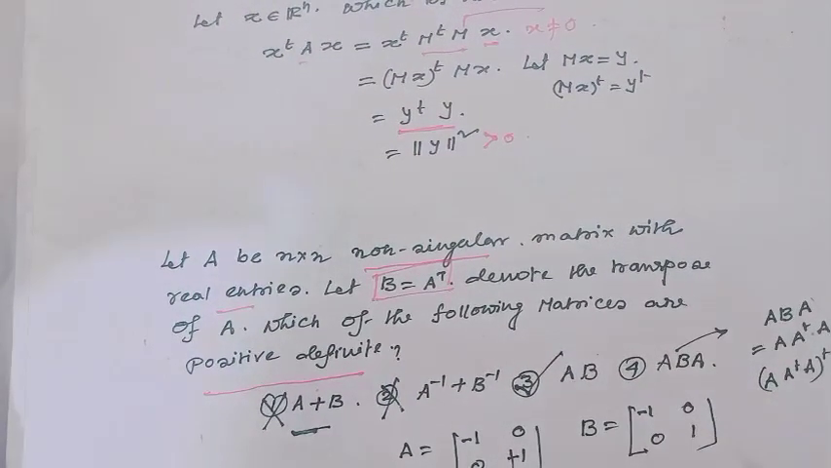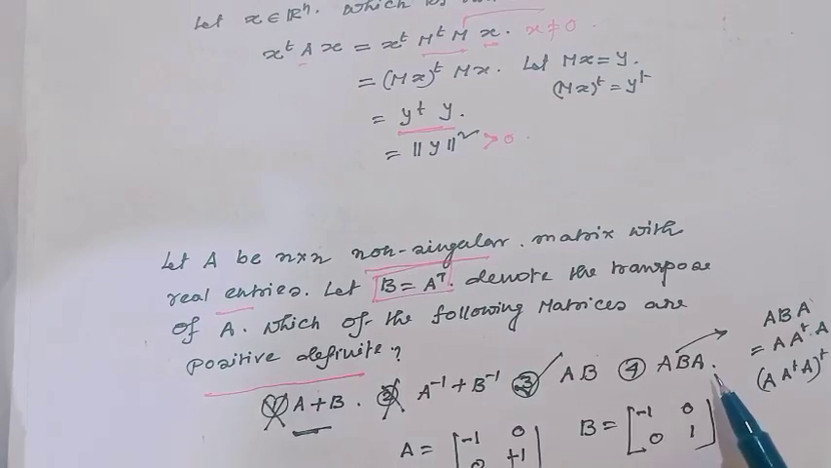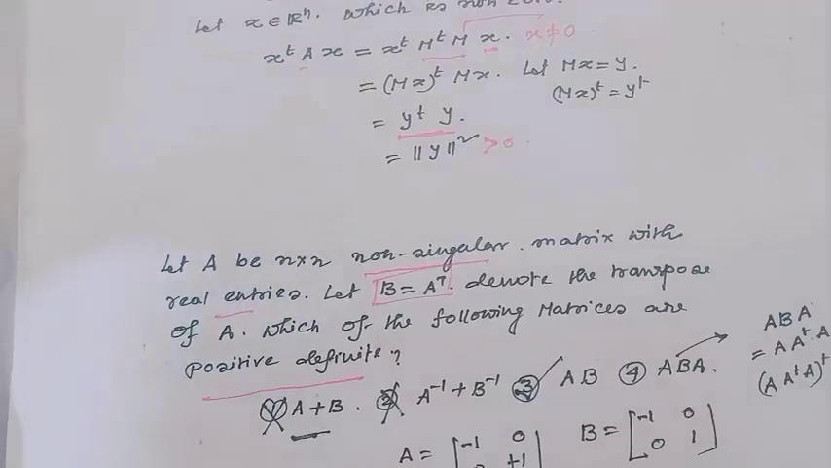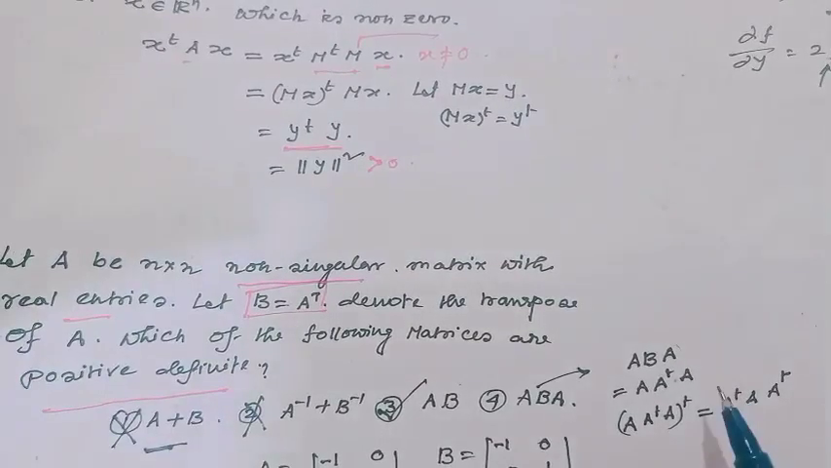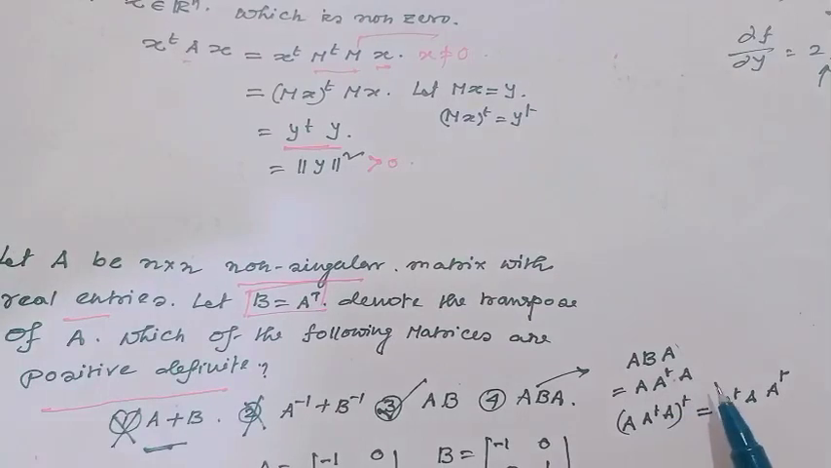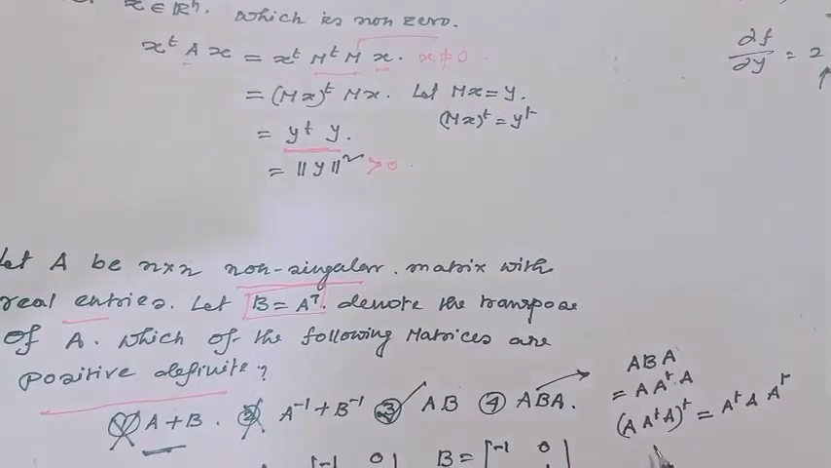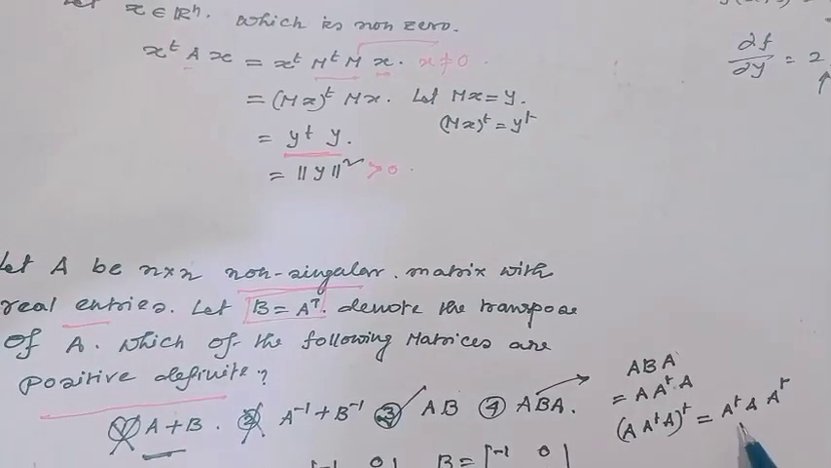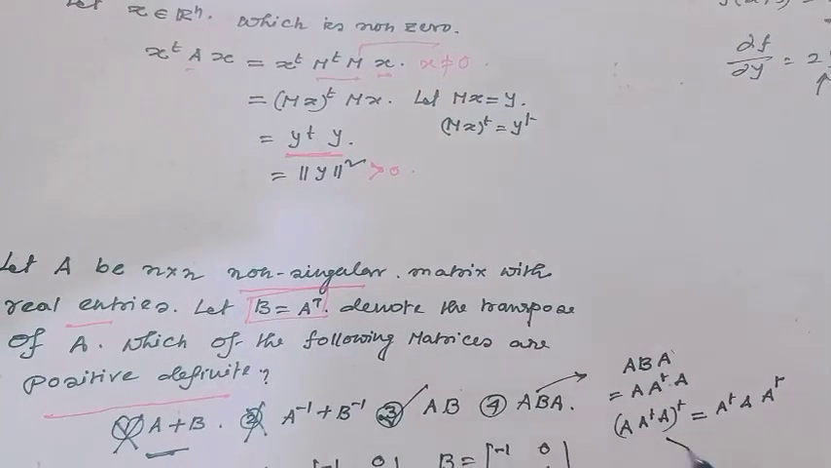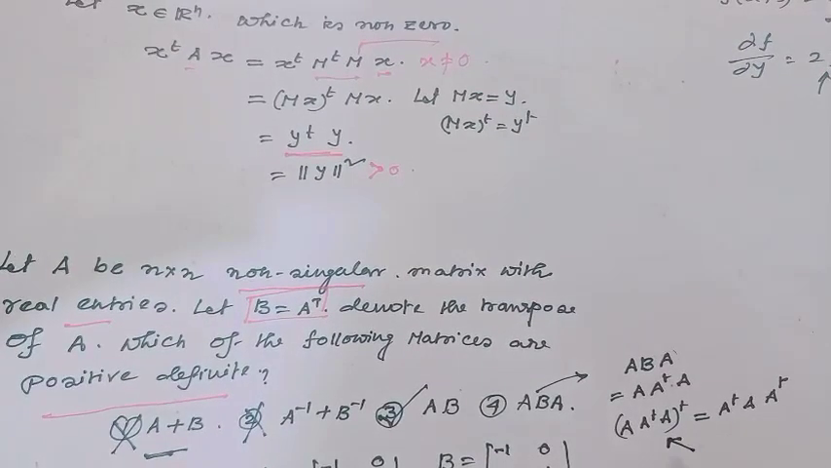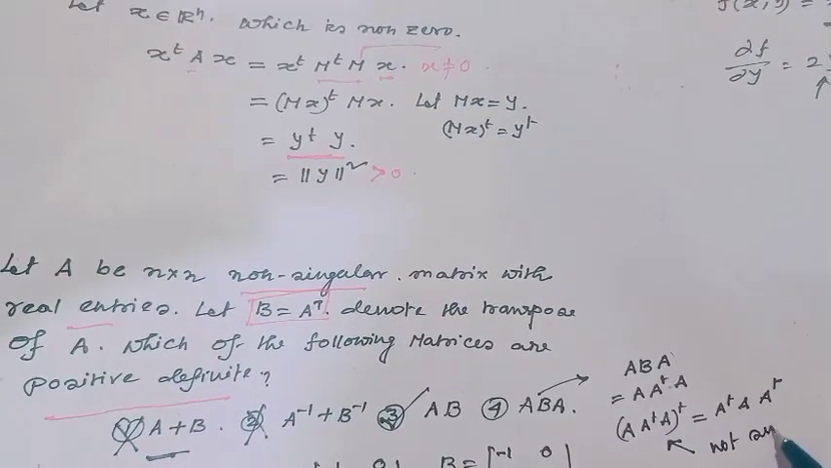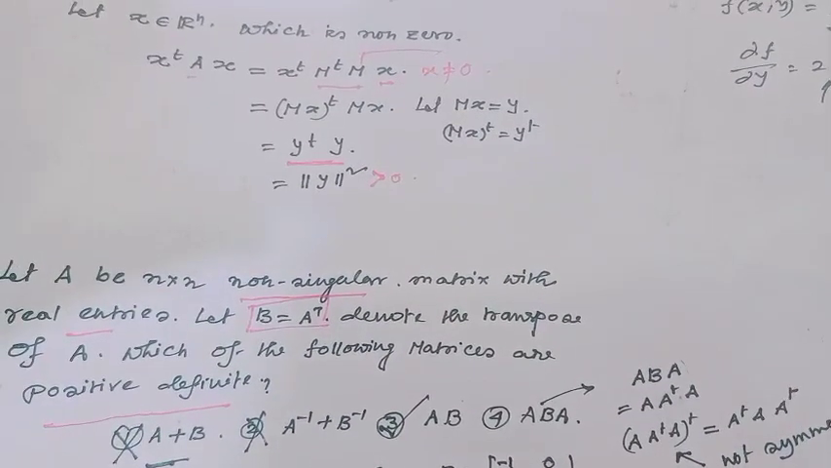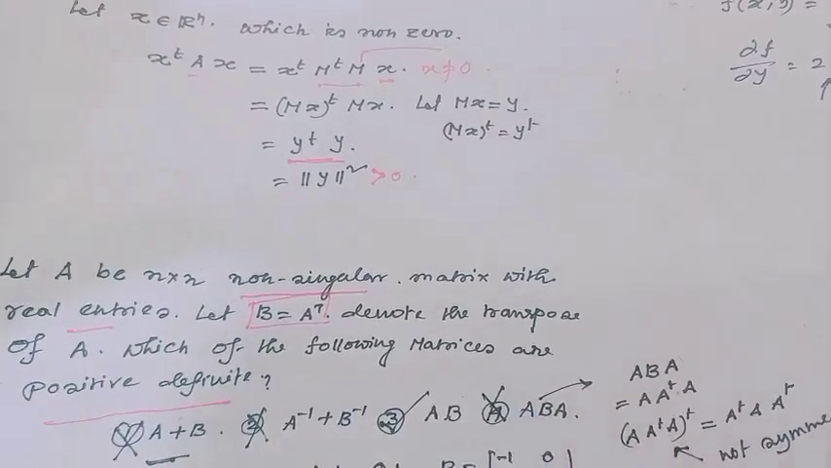And option 4 implies: is ABA positive definite? Notice ABA means, since B equals A transpose, A transpose A, and here obviously A transpose is not A, and this would not be a symmetric matrix. So since it is not symmetric, option 4 is also a wrong option.